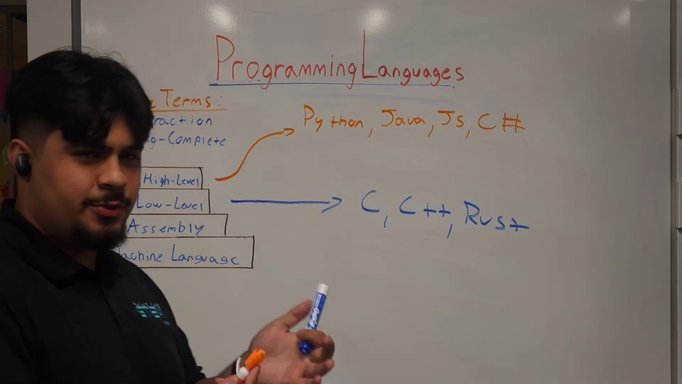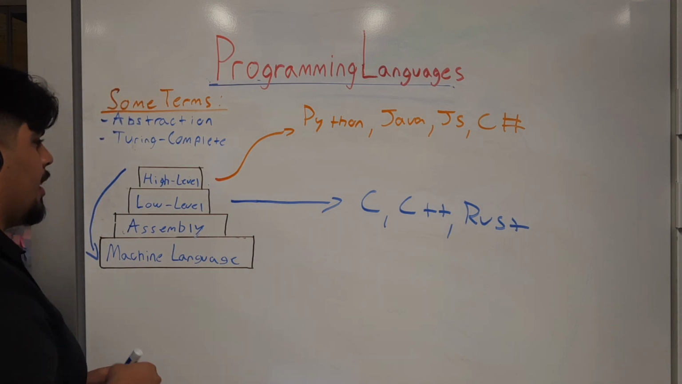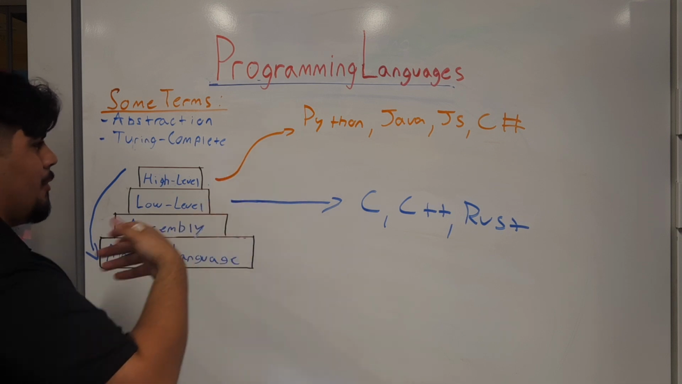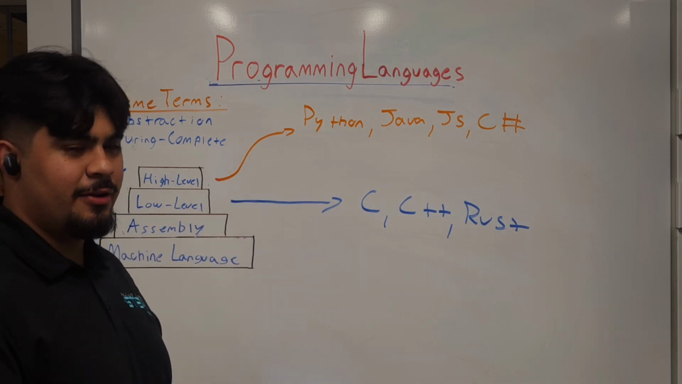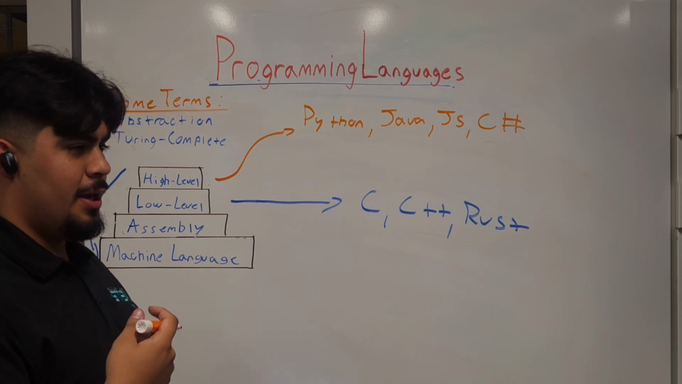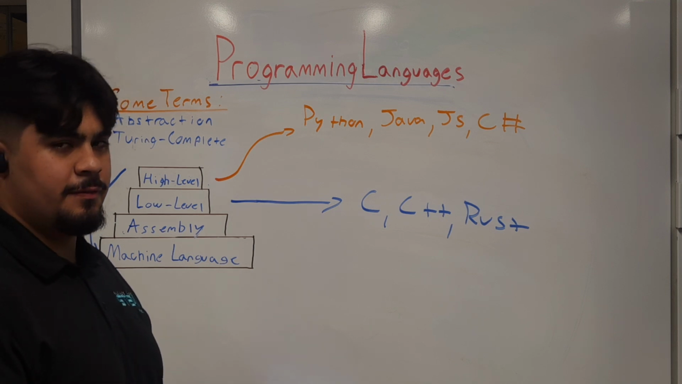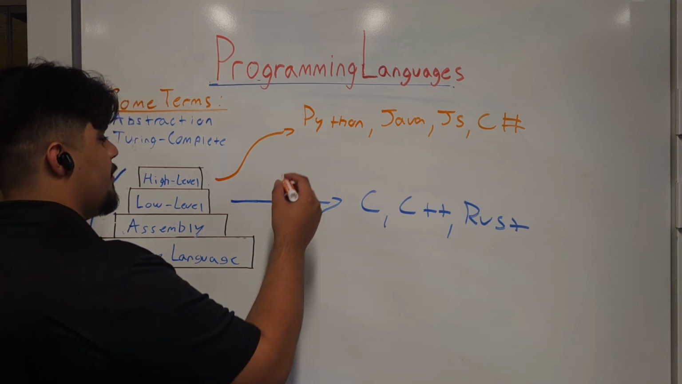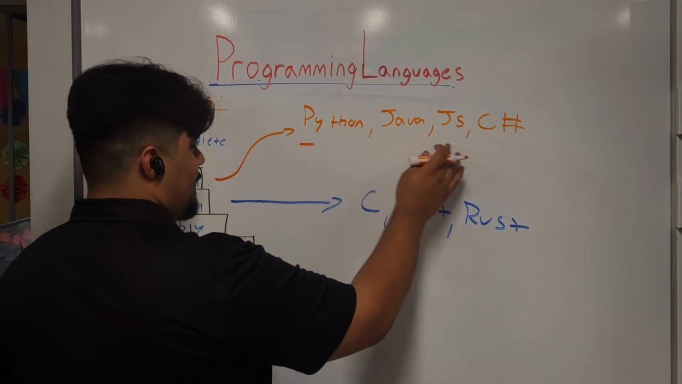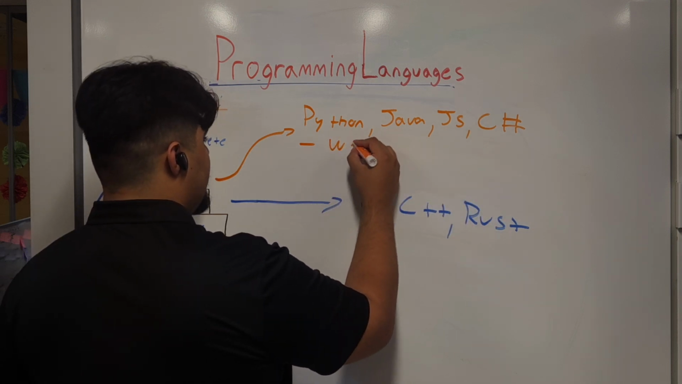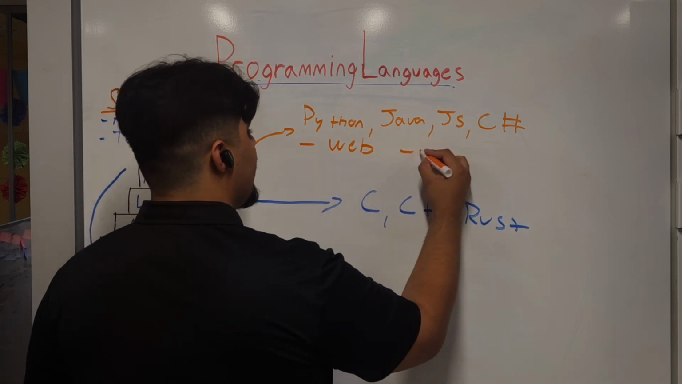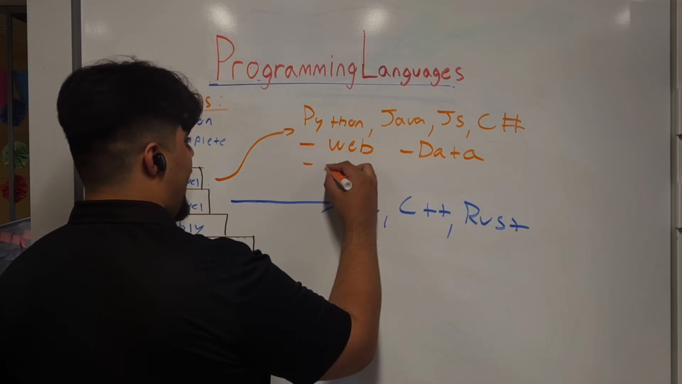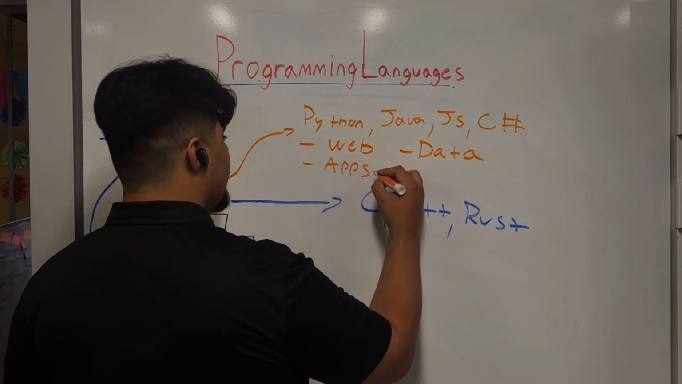So what's really the difference between these two sets of languages? Well, the higher level languages are more abstracted. And so what that means is that they're easier to program in because you can say they're less confusing, for example, or they're just less tedious to work with. So in Python, in Java, and JavaScript, you might do web applications, data analysis. You might develop apps, and so on.